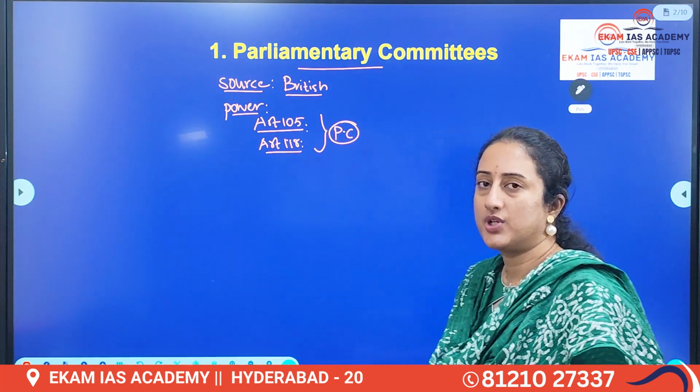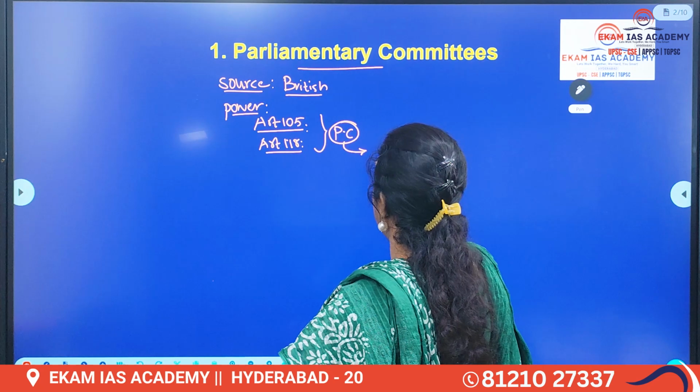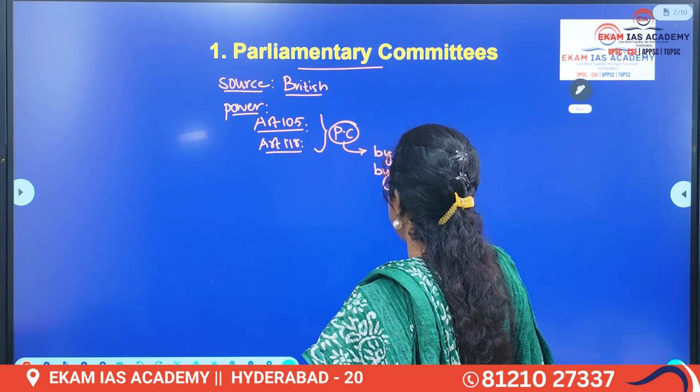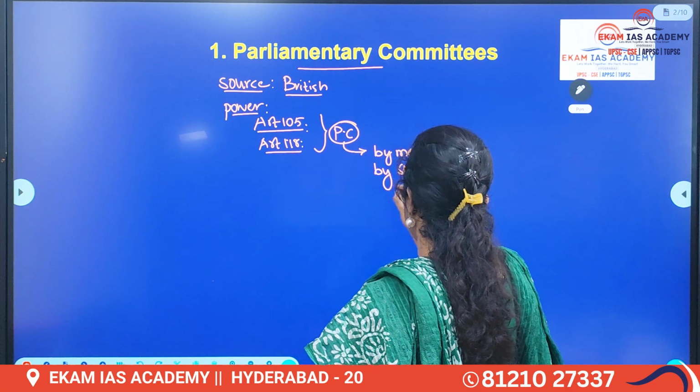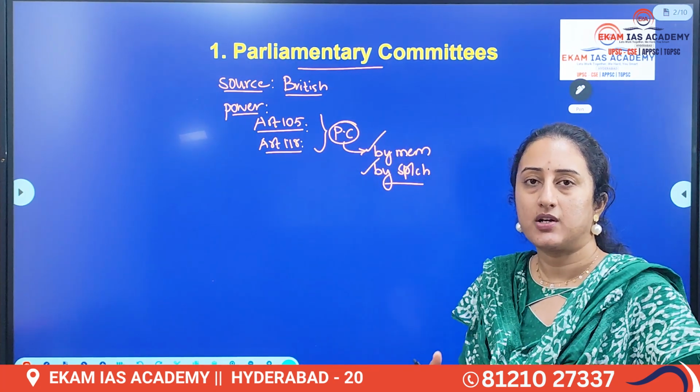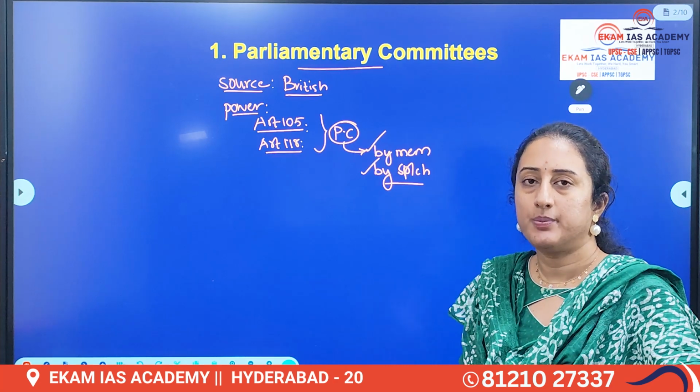So who will be constituting this? It can be constituted by members of the house themselves, or it may be nominated by the Speaker or Chairman. So either by members themselves or by nomination by the Speaker or the Chairman. This is how they will be constituted.